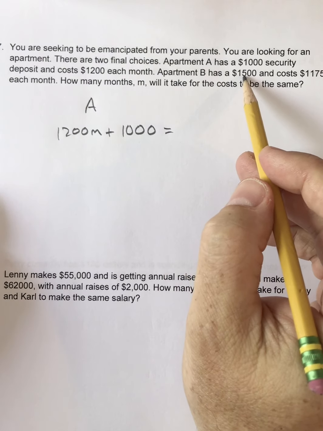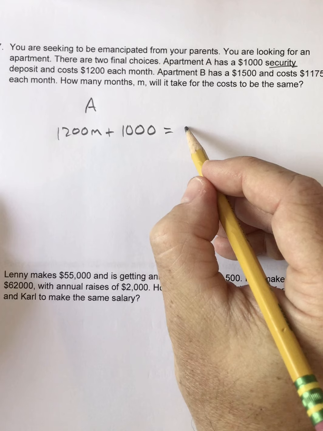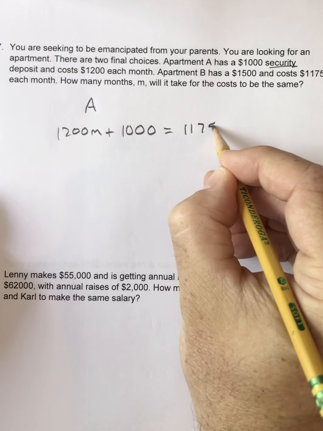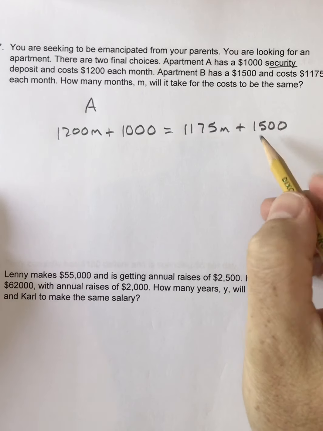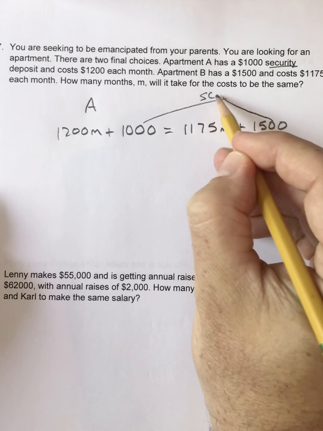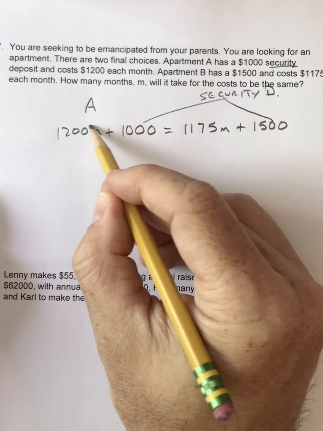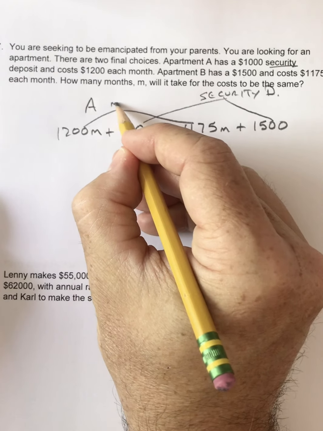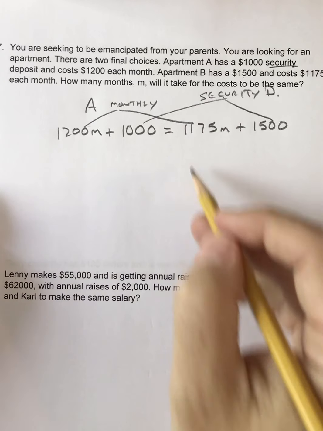And apartment B has a $1,500. Now I think they mean security deposit there. Sorry about that. And $1,175 each month. So this is $1,175 per month plus the $1,500 security deposit. So these two are the security deposits, and these two are the monthly. Okay, and solve from here.